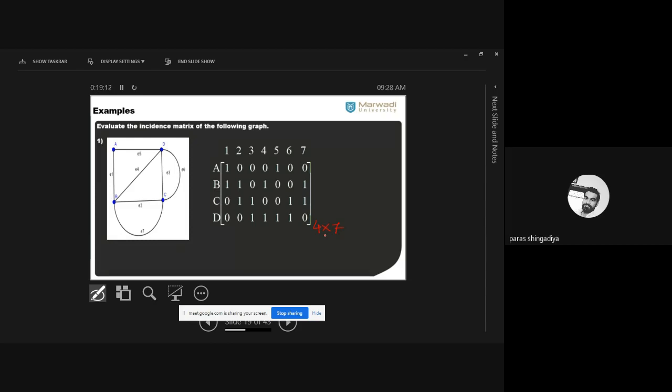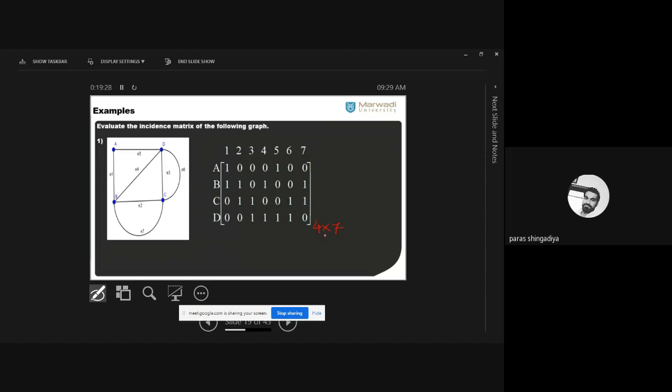D has a degree of 4. So E3, E4, E5, E6 get a 1 and the rest of the entries will be 0. Okay. And you have to verify that each column should contain two 1s. How can we verify whether this answer is correct or not?